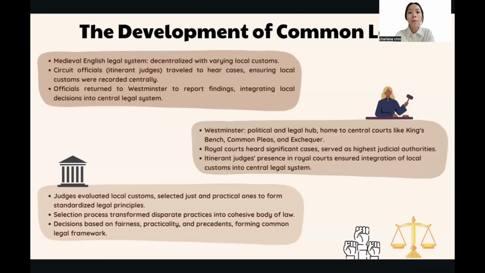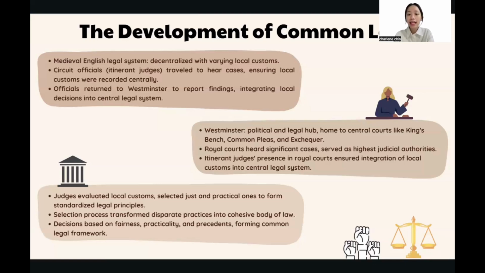Upon returning to Westminster, these circuit officials would convene in the royal courts. Westminster was the political and legal hub of England, where the central courts such as the Court of King's Bench, the Court of Common Pleas, and the Exchequer were located. These royal courts were responsible for hearing cases of significant importance and served as the highest judicial authorities in the land. The presence of itinerant judges in these courts ensured that local legal customs and decisions were integrated into the central legal system.